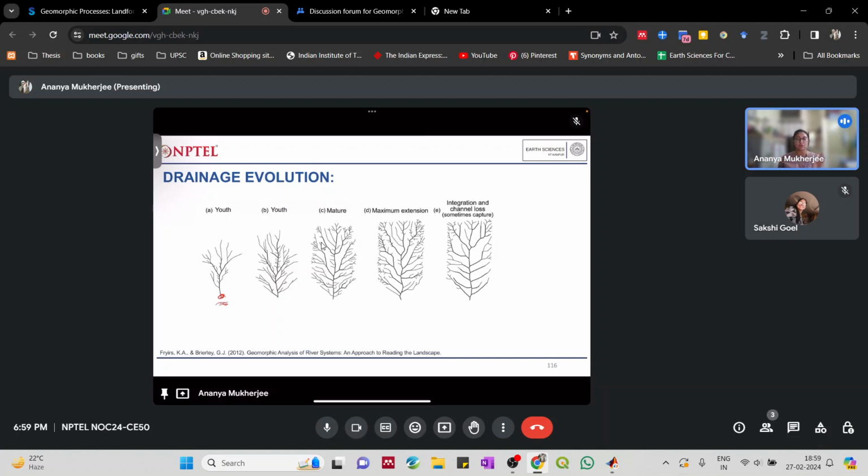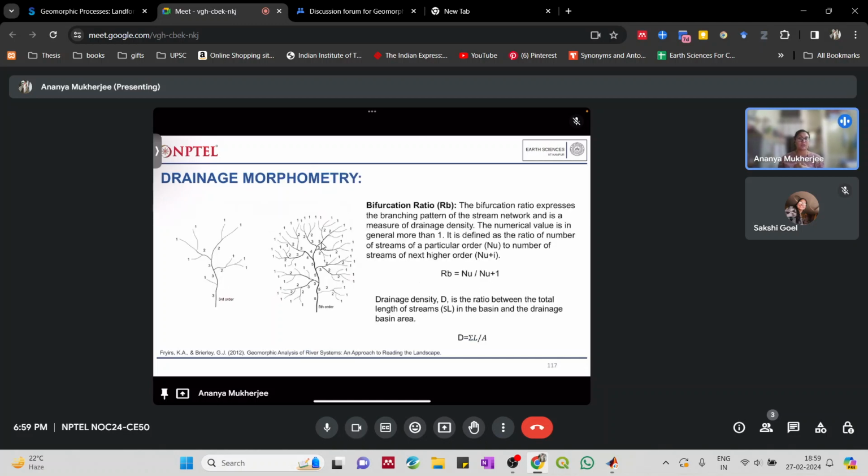So the drainage morphometry actually helps us in understanding which is a densely populated drainage basin and which is not. For example, the term we had looked at in the previous week's slides: bifurcation ratio.